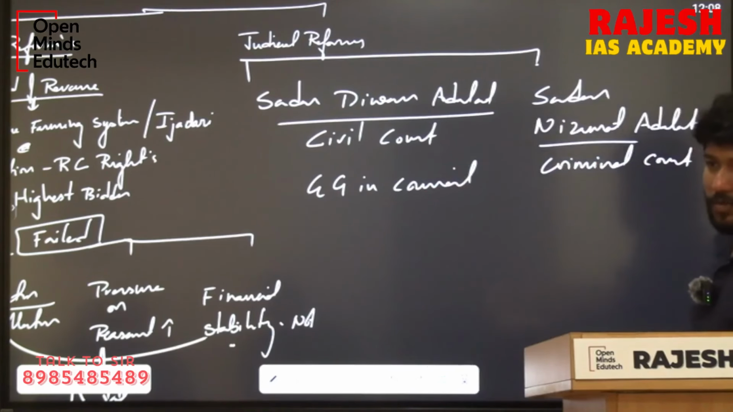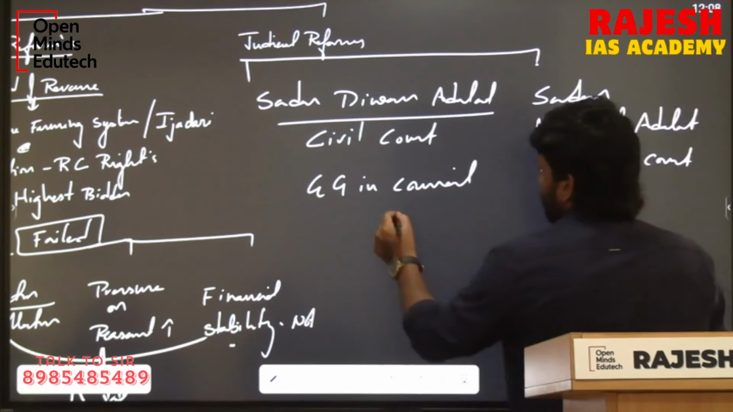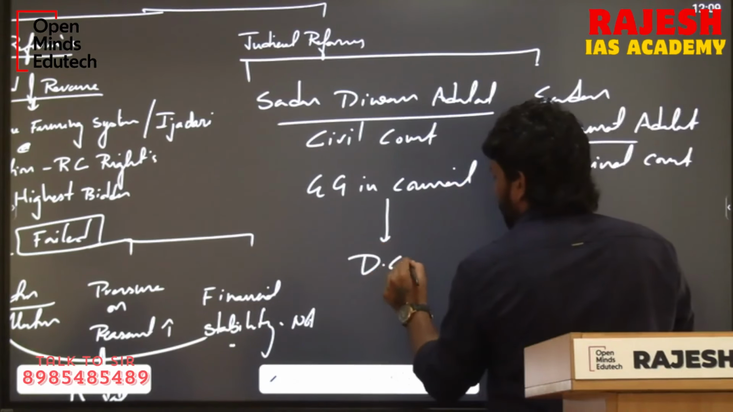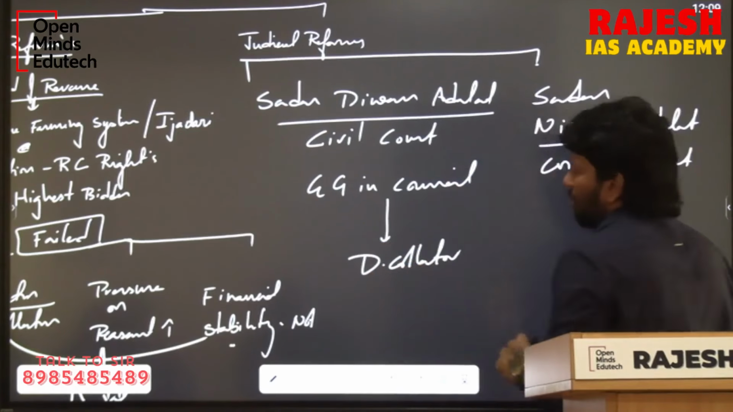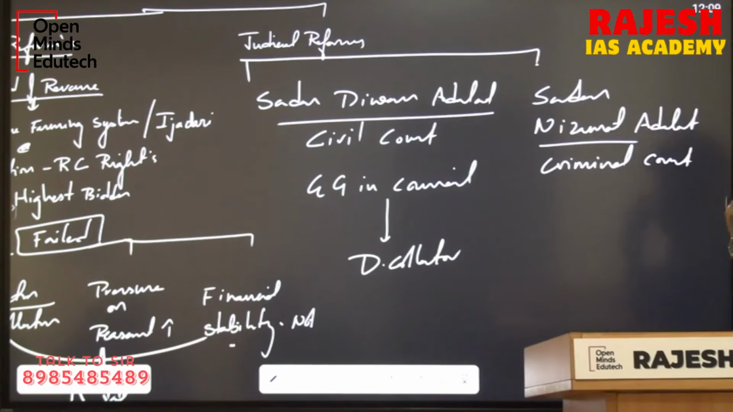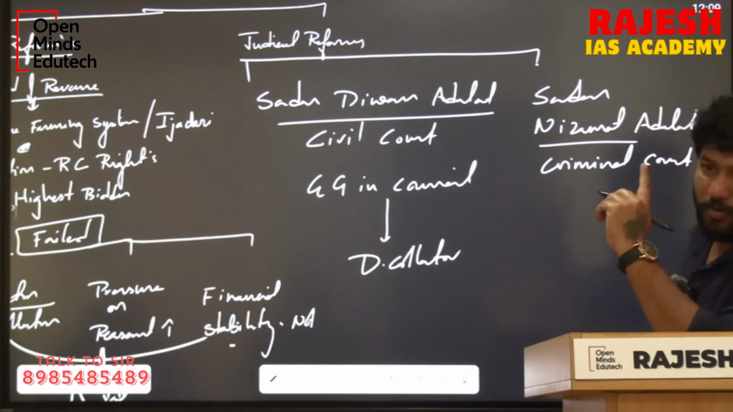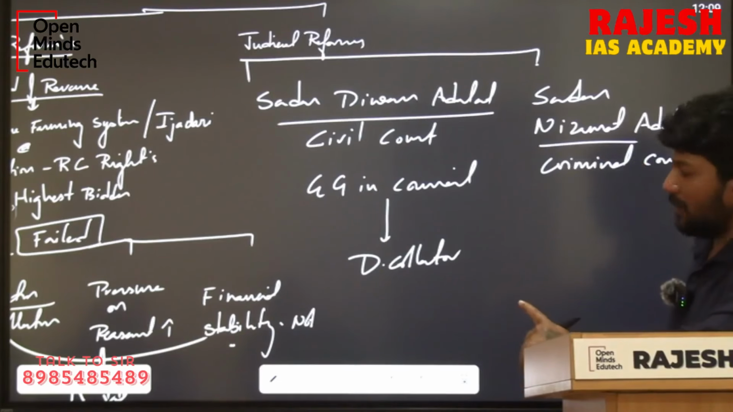Governor General in Council is the highest authority in deciding the cases. Below it, the district collector will decide the cases. That is why he is called district magistrate also. Governor General in Council, top court, will decide.